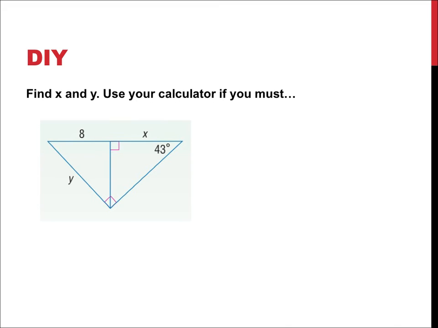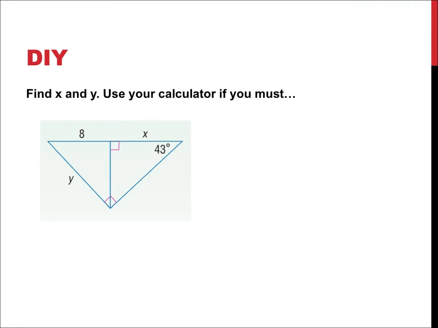Alright, last problem of the day. So we're going to use x and y, and you may use your calculator, so hopefully you've been following along this whole time. Now, in order to use trig or inverse trig, you have to have 2 pieces of information. You either need 2 sides or you need an angle and a side. And of course, it goes without saying that it should be a right triangle.